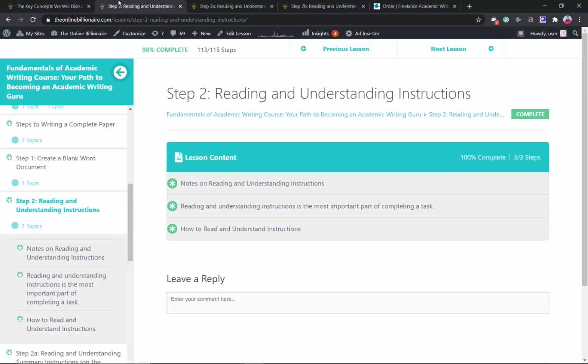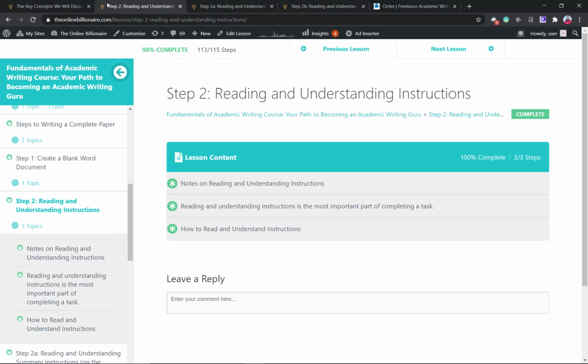So, reading instructions is in fact the most important part of completing an academic paper, because think about it. If you don't understand the instructions, you're going to write a paper that's basically off topic, and boy, oh boy, there's no way that can be good. Your client will just end up rejecting your paper.